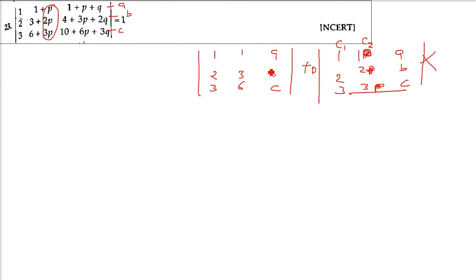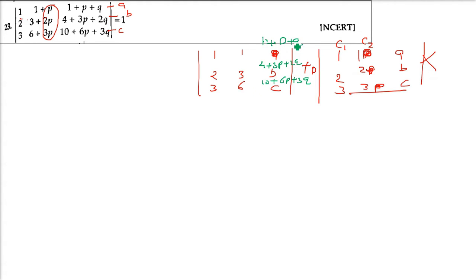Now we'll only work with the first one. Now A was what? Let me just change the color so that you see that A we have assumed to be 1 plus P plus Q. This is 4 plus 3P plus 2Q. This is 10 plus 6P plus 3Q. Now let us open it.